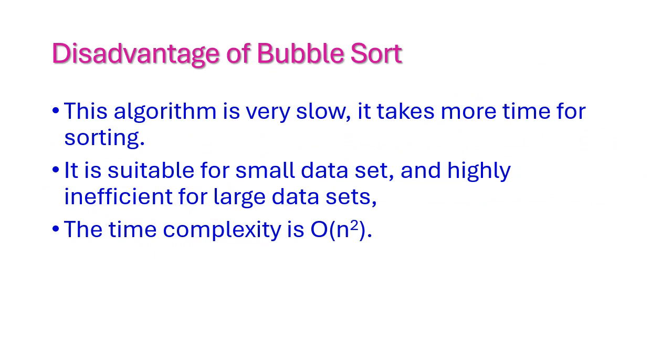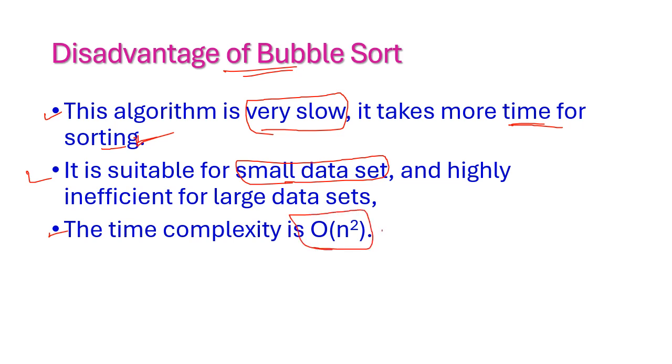And next, let us see the disadvantages of bubble sort. This algorithm is very slow. It takes more time for sorting. Okay, it requires very little space, but it consumes a very long time for sorting. Okay, and it is suitable for smaller data sets. If the data set is large, then we cannot implement bubble sort. The time complexity is order of n square, right?